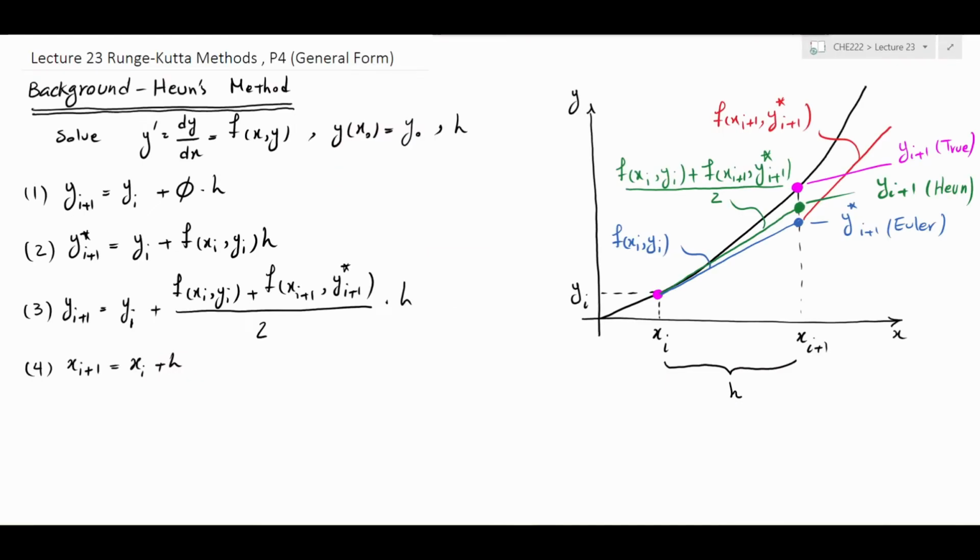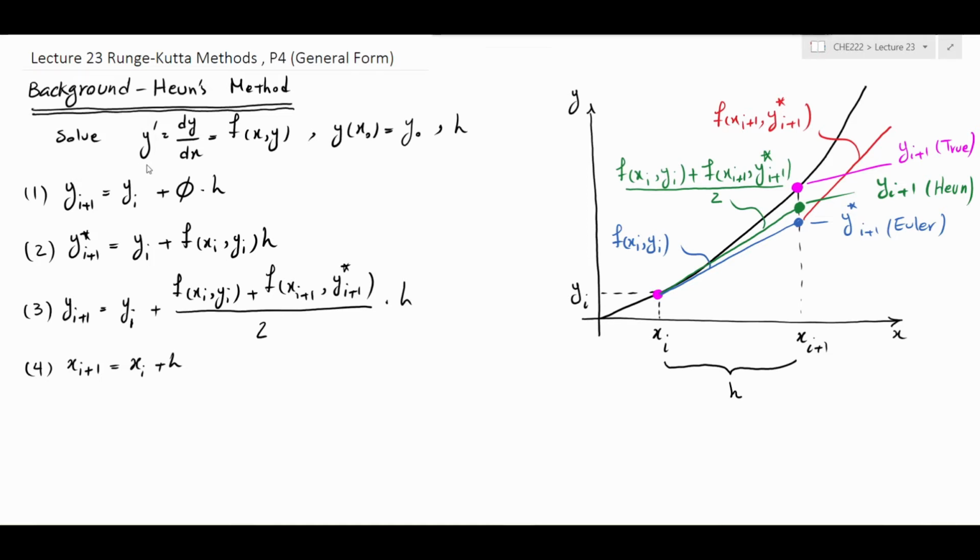Okay, before I start with the general form of Runge-Kutta method, I thought it's best if we have a refresher on Heun's method, and then with that we build the foundation to extend the formula to the general form of Runge-Kutta method. I've already explained the Heun's method in the previous lectures, so here I will just quickly give you a summary of it.